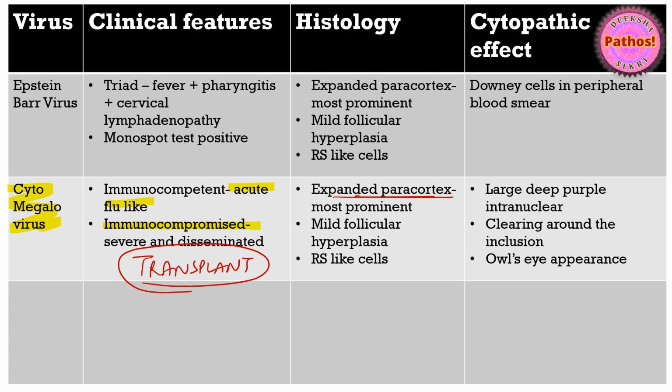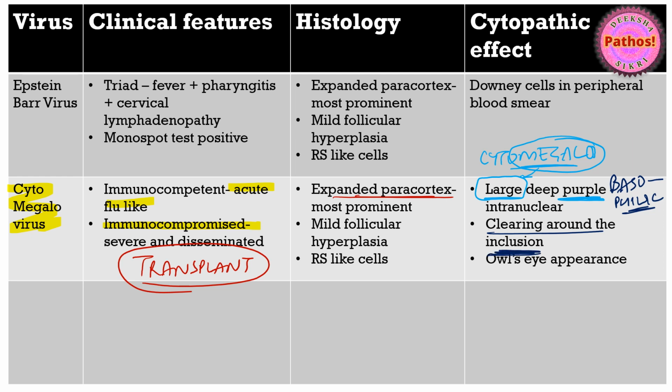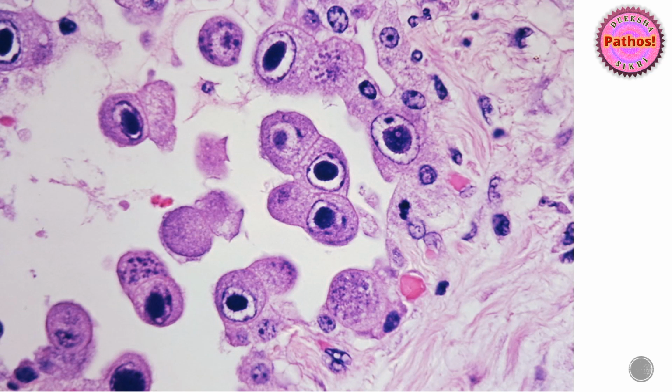As far as the cytopathic effect goes, you will get large cells, very important. Don't forget it's called cytomegalo for a reason, right? And the inclusions are deep purple, which means basophilic. They are basophilic, quite dark intranuclear inclusions, and they have a clearing around the inclusion. So this is very important. You'll see a clearing around the inclusion, which is why it is said to have what we call an owl's eye appearance.